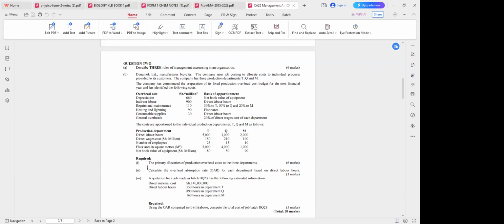So required, number 1, the primary allocation of production overhead costs to the 3 departments. Number 2, calculate the overhead absorption rate for each department based on direct labor hours. And of course, we have Roman 3, which we'll be able to handle once we have the solution to Roman 1 and Roman 2. So that's what you want to handle. I believe you have the question with you now. You've taken a screenshot, and I'm going to share my board for us to do it together.